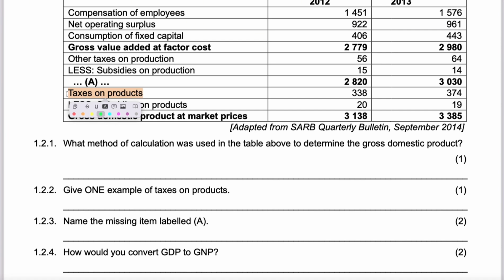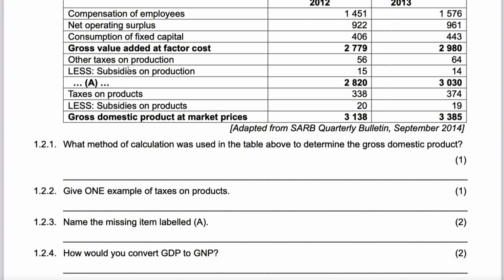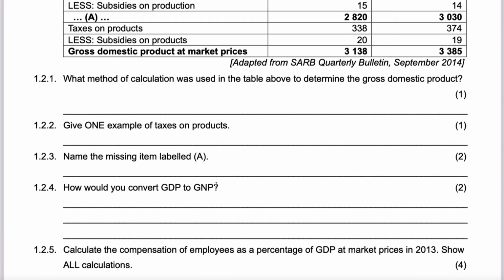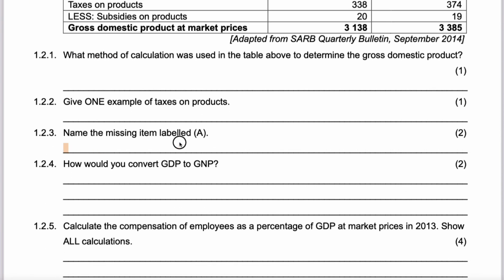Number 3, name the missing A. Okay, we know that. First and foremost, we have market prices, so it cannot be. We have factor cost, so it cannot be. So what's missing is basic prices. So what we simply have to write here is GDP at basic prices.